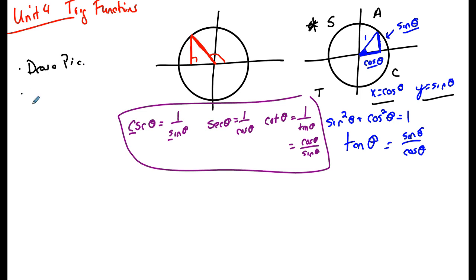Chances are you're drawing a picture and using the Pythagorean identity or theorem to find the missing sides. So those are basically your steps when we deal with finding trig ratios in any quadrant. Draw a picture. If it's the unit circle, great. If not, you're going to have to use the Pythagorean theorem to find the missing side.